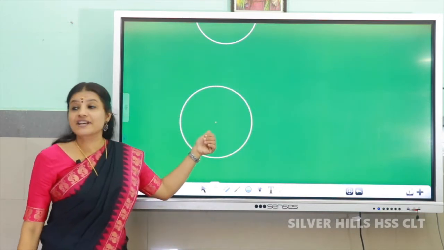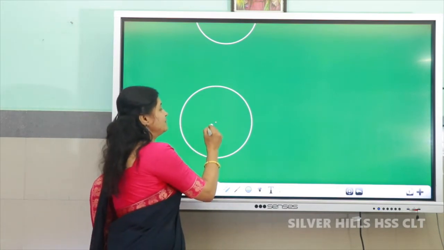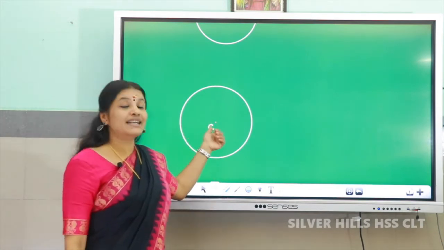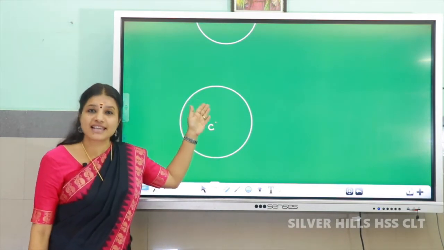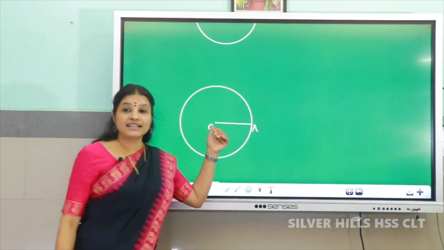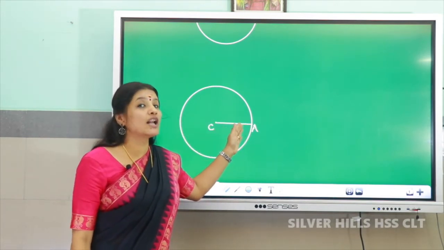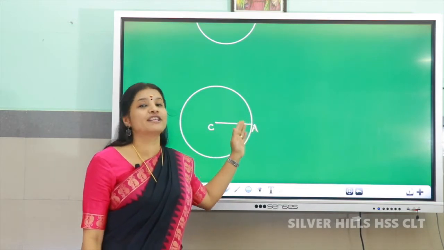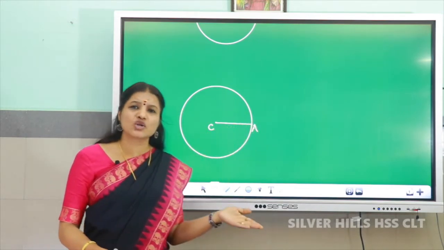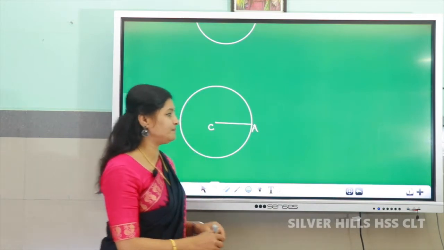So this fixed point is called center of the circle. The distance from center to any point on the circle is equal. The distance from center to any point on the circle is called the radius of the circle. Radius is the measure of the circle. So let's draw a circle with a radius 4 cm.